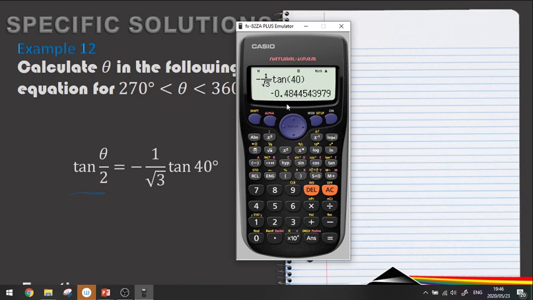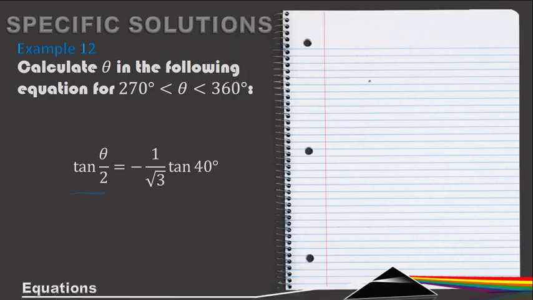Then I've got this negative 0.48445. So this is just a negative number. Alright, so if I'm going to solve for it, this is going to work exactly the same as the general solution, except we're just going to find the actual values between the given restrictions. So we're going to follow the same procedures.